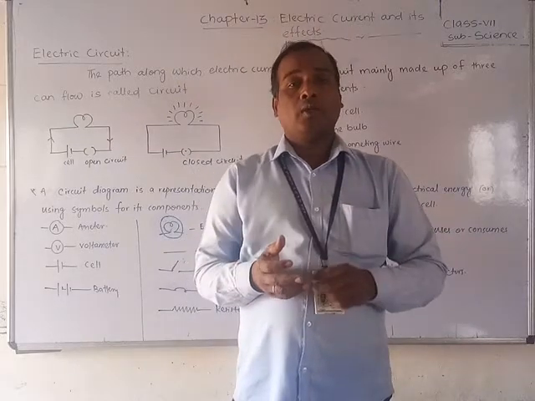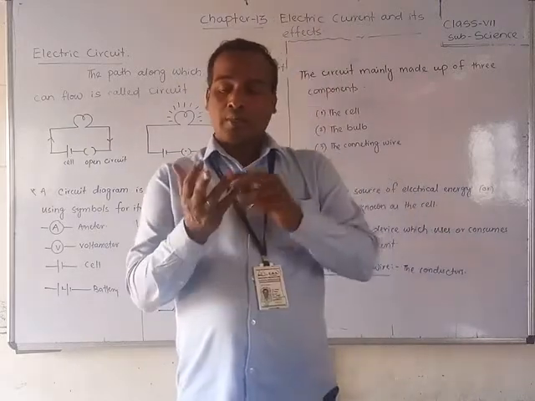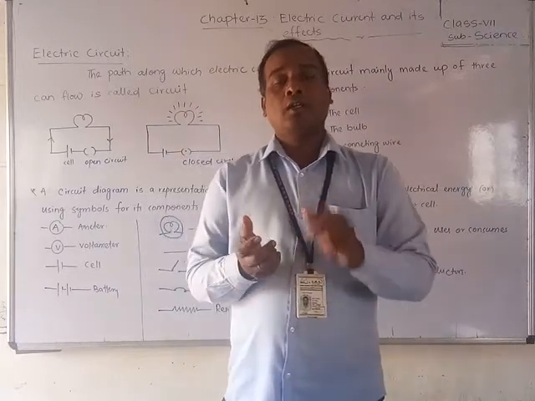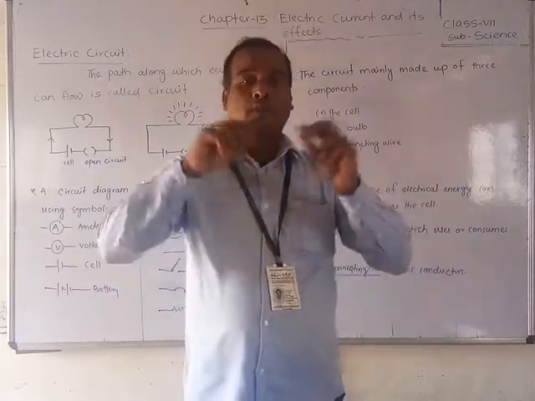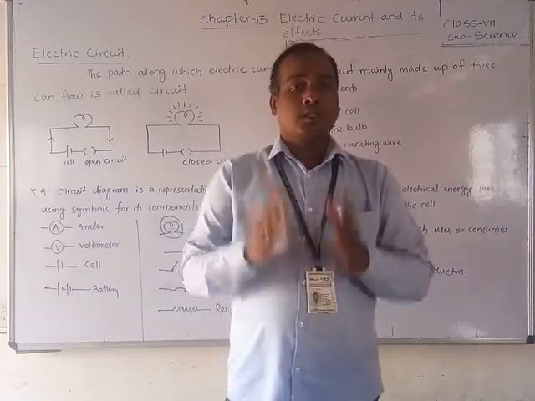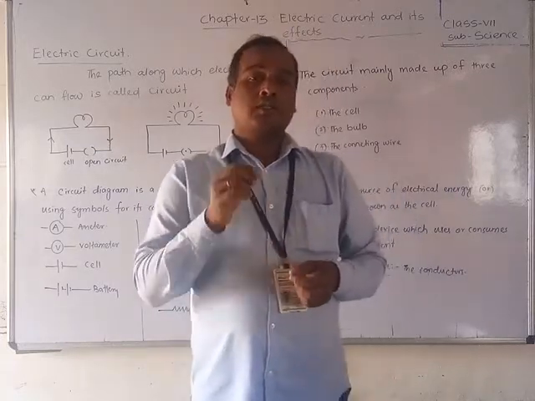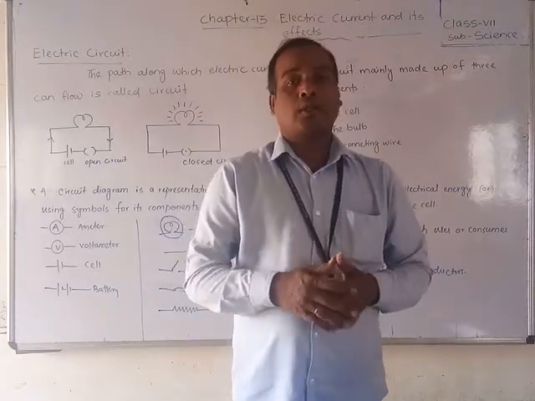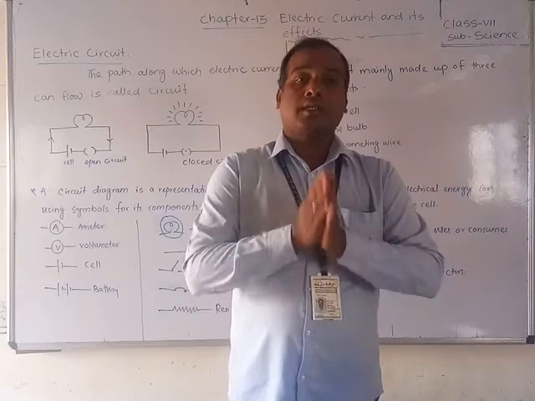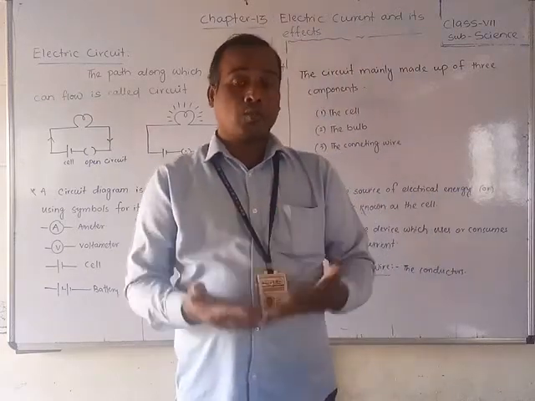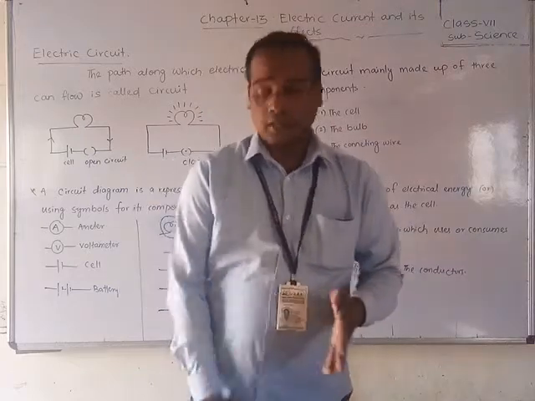So mainly three things are needed: one battery, one connector or conductor or wire, and one bulb. If we arrange them in a systematic way, then it is called a circuit. Through this, the current, the charge, will flow from the battery up to the bulb. This is called an electric circuit. Let us discuss in this video the symbols and the components. Let us see.